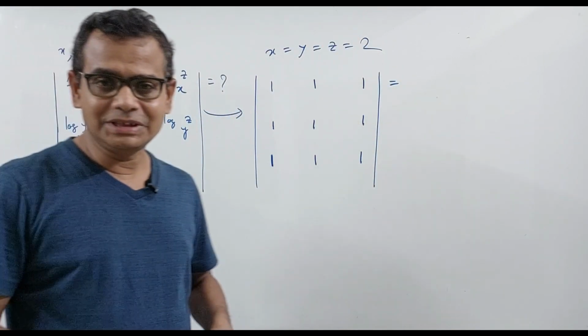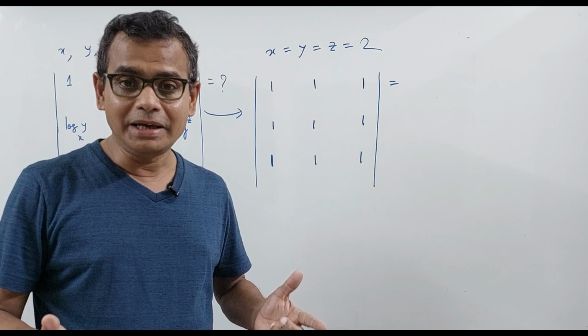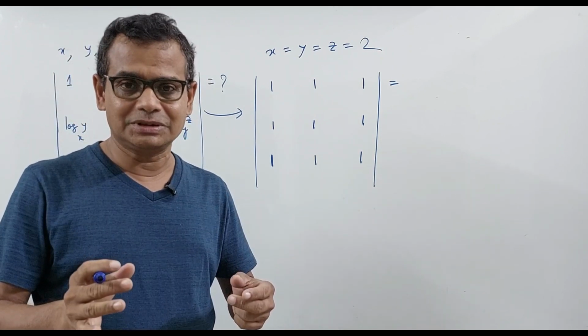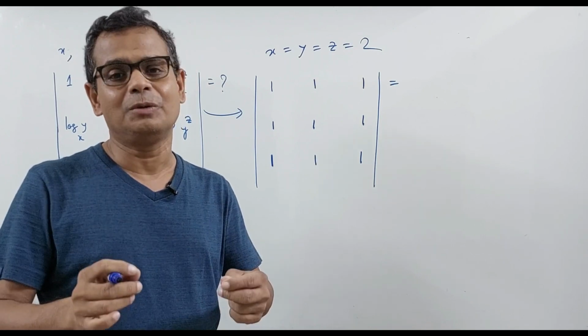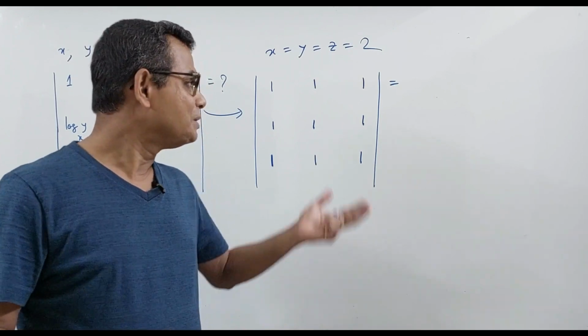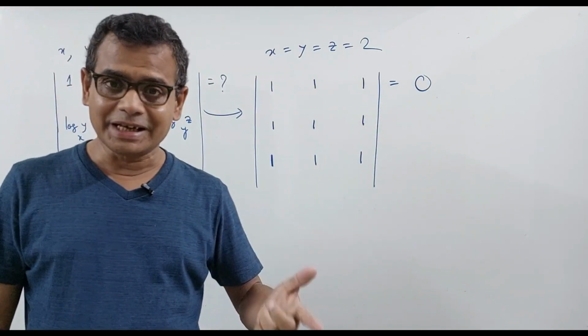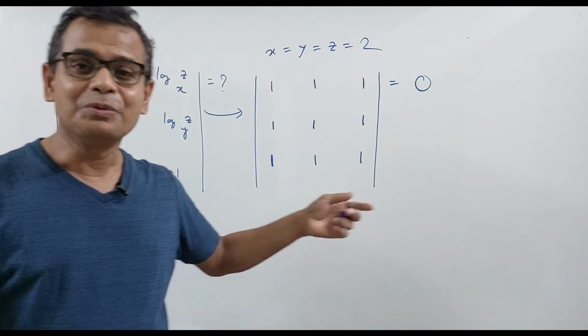And what is the value of this determinant? 0. Why? Because if 2 rows or 2 columns of a determinant are identical, the value of the determinant is 0. So the value of this determinant equals 0. And you can check this value with the proper method.